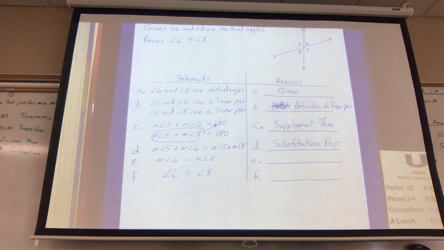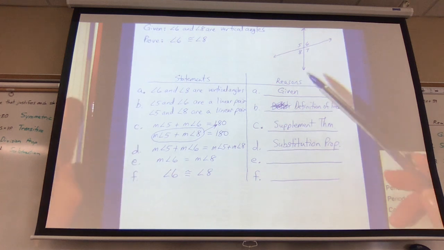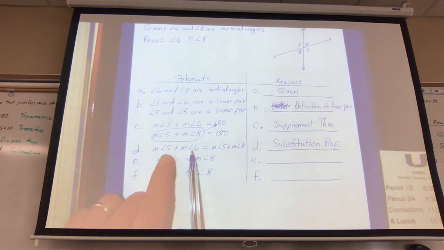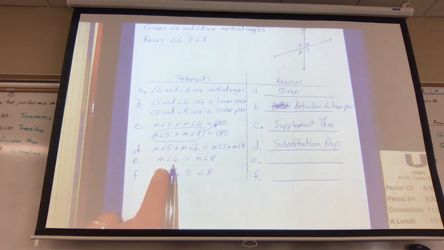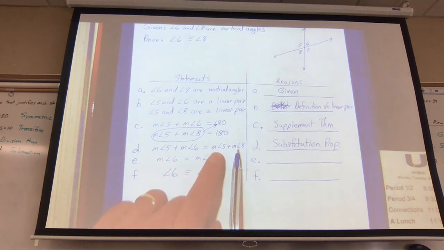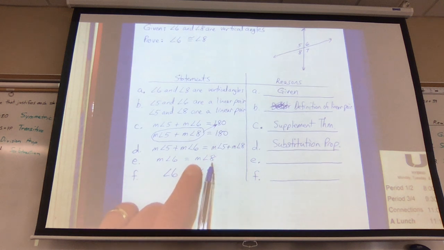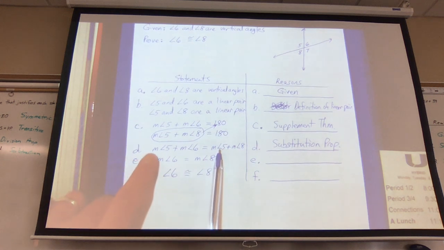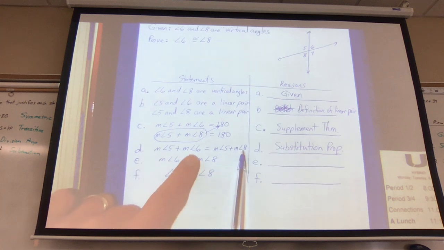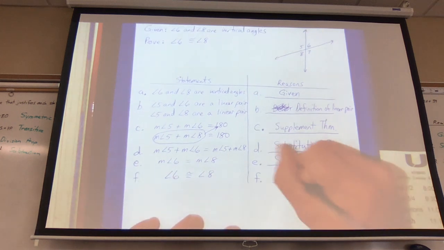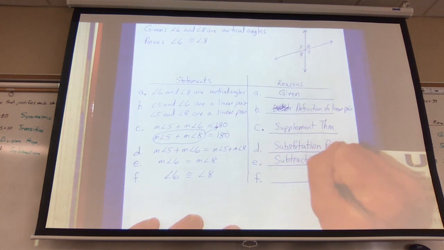So if two things are equal to the same thing, they're going to end up becoming equal to each other. Now, from step B to step E, you might be able to see this. In step B, we had angle 5 plus angle 6 on the left. Down here, it's just angle 6. Over here, we had angle 5 plus angle 8. Now, down here, it's just angle 8. So we got rid of angle 5 from both sides of the equation. We did that by subtracting angle 5 from both sides. When you subtract angle 5, you're left with angle 6 equals angle 8. We have that right here. Subtraction property allows us to subtract angle 5 from both sides.